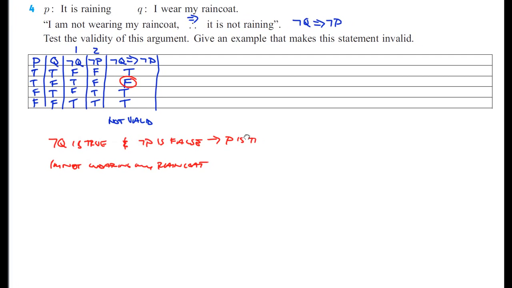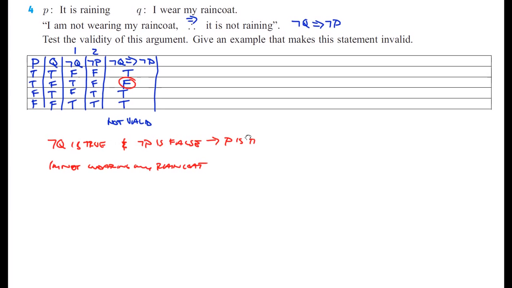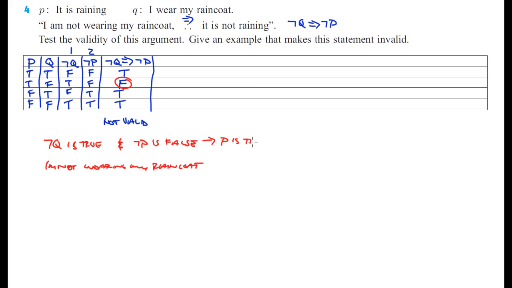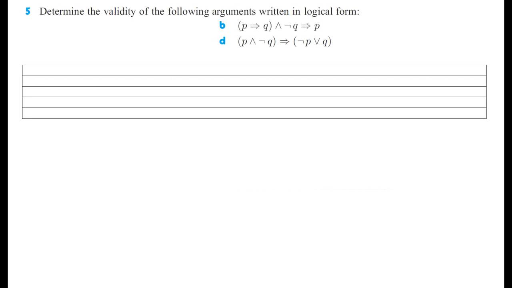So if not P is false, then what that really means is that P is true. Sorry about that. P is true. Okay, so P is it's raining. So I'm not wearing my raincoat and it is raining. Okay, so that's an example that makes the statement invalid. So it's raining and I'm not wearing my raincoat. All right. Okay, let's try number 5.